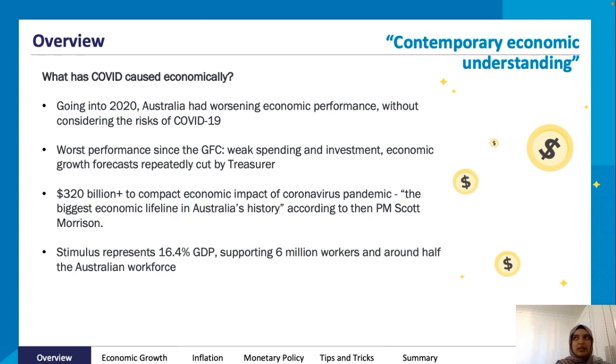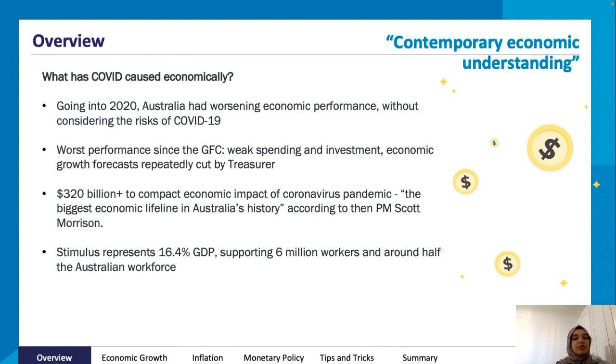And I think, obviously, COVID had more impacts than just on the economy, with the whole health system, etc. So, stimulus represents about 16.4% of GDP, supporting 6 million workers and around half of the Australian workforce. So, COVID has caused a lot economically. It has completely changed a lot of the economics that we see even to this day.